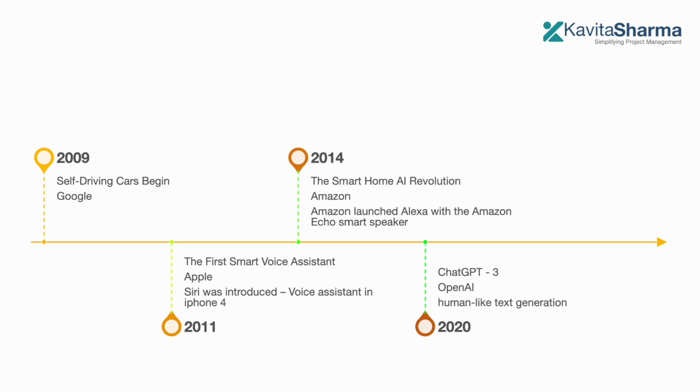In 2014, the smart home AI revolution. Alexa is something which everybody would have had. I know one of my friend's kid, he does not listen to his parents. He would wear a sweater because Alexa told him that it's gonna be cold in the evening. That kind of magic Alexa has on people. In 2020, you have seen ChatGPT, and we are in 2025. There are newer versions, and there are newer applications.